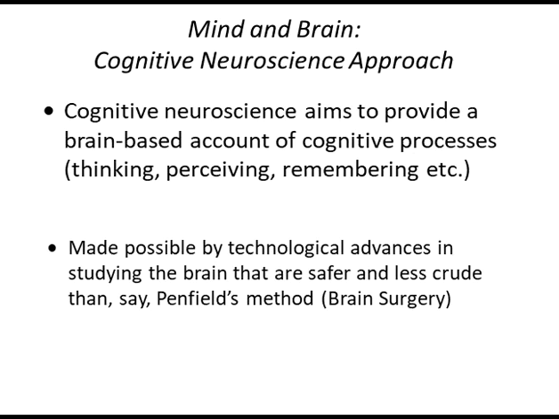So, the mind and brain. The cognitive neuroscience approach. Cognitive neuroscience aims to provide a brain-based account of our cognitive processes, such as thinking, perceiving, remembering. It's made possible by technological advances in studying the brain that are safer and less crude than, say, Penfield's method of brain surgery.